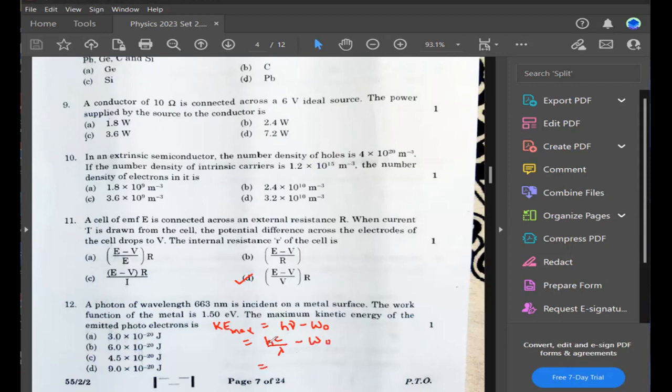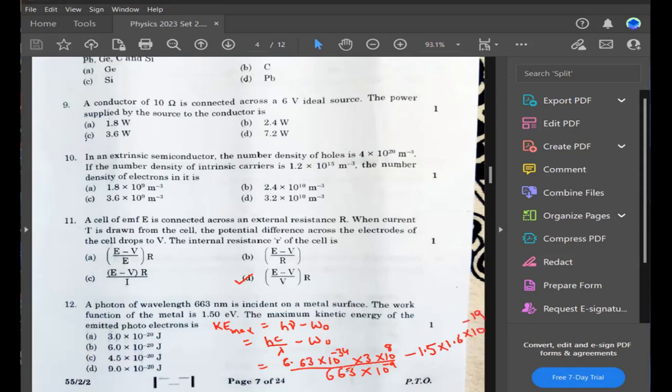Here h is the Planck's constant. Its value is given on the first page, which is 6.63 into 10 raised to the power minus 34. C here is the speed of light, 3 into 10 raised to the power 8, upon 663 nanometer. Lambda is 663 nanometer. That is 663 into 10 raised to the power minus 9 meter. And work function is given as 1.5 electron volt. Okay, this is in SI units, that is in joules. So work function also will convert it in joules, 1.5 into 1.6 into 10 raised to the power minus 19.